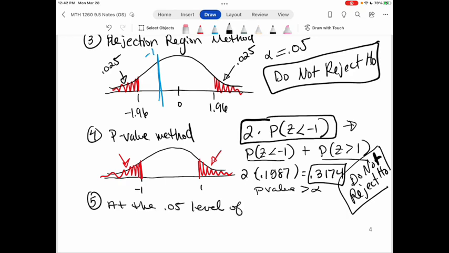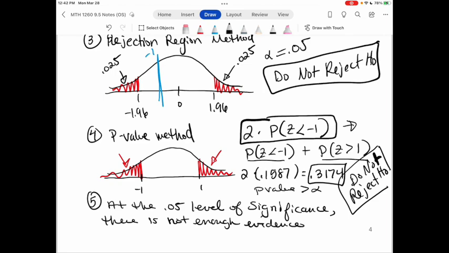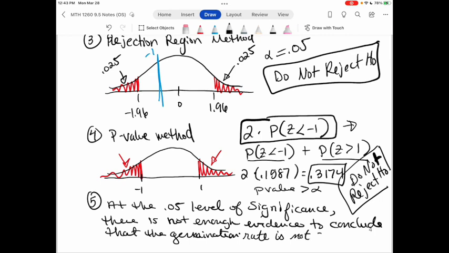And step 5 is our conclusion. So we would say at the 0.05 level of significance, there is not enough evidence to conclude that the germination rate is not 80%, or you can say it as 0.80.